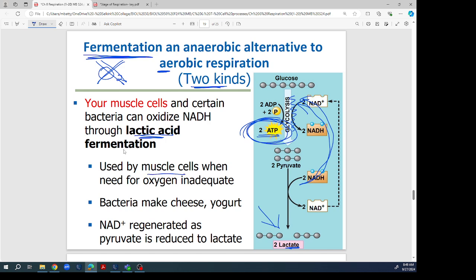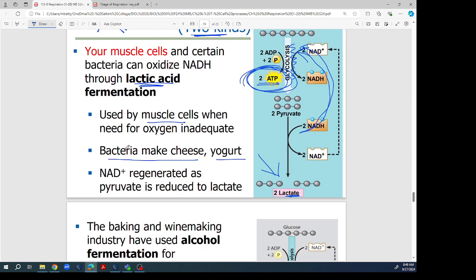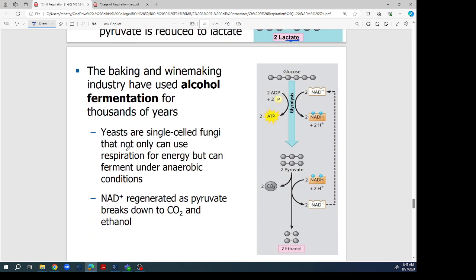Your muscle cells do it. Bacteria can make cheese or yogurt through this process. And you're basically regenerating what you need for glycolysis in this process. Not in your cells, but in other cellular organisms or cells in organisms, the byproduct is ethanol, and this is an alcohol. So we call this alcohol fermentation, but it works similarly. Again, we've got glycolysis that can happen without oxygen, and it does produce ATPs. So this process basically recharges what we need to keep glycolysis happening. And this is how other things can survive when there's not enough oxygen present.